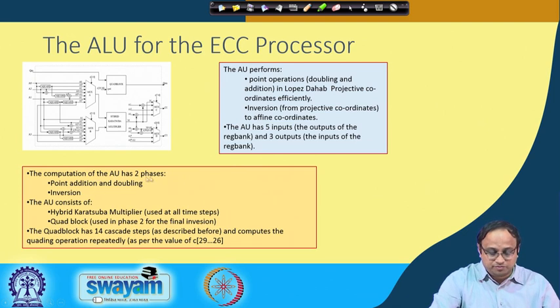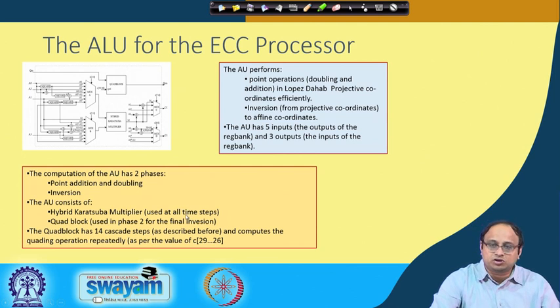The computation of the arithmetic unit has 2 phases: point addition and doubling, and the final inversion. As I mentioned, the arithmetic unit consists of the hybrid Karatsuba multiplier, which is used at all time steps. This is an important part that we try to adhere to in our scheduling. Since the multiplier is very costly, we do not want to keep the multiplier idle at any clock cycle.